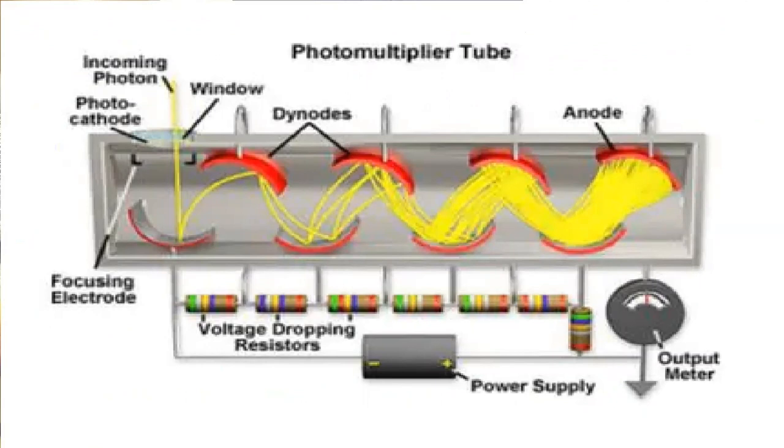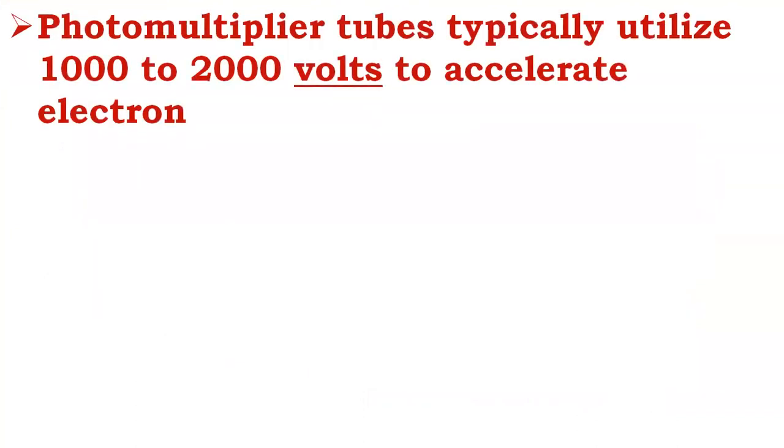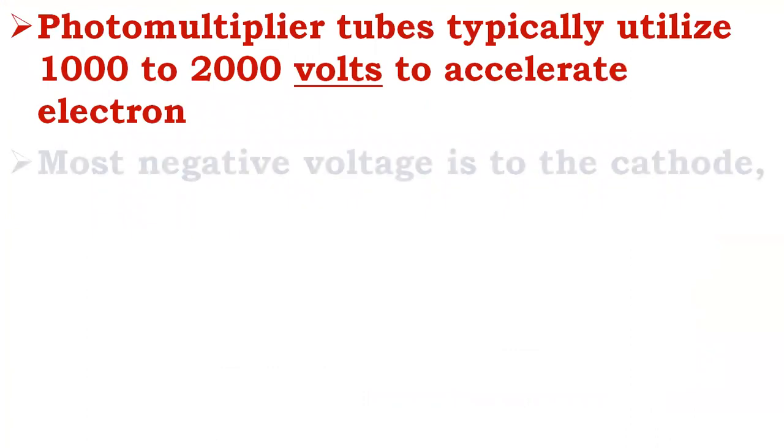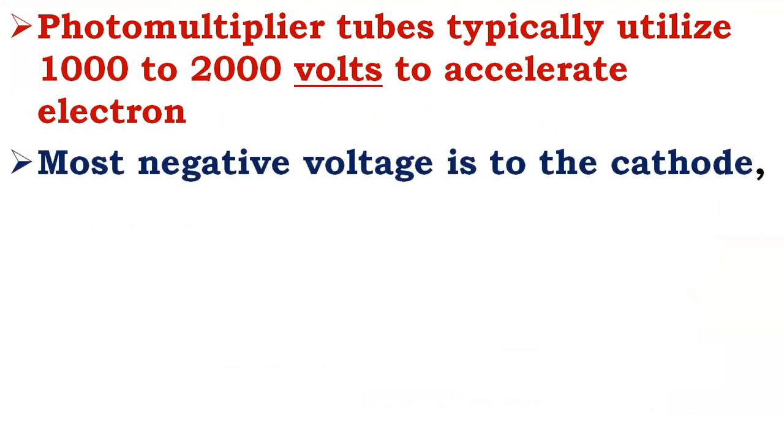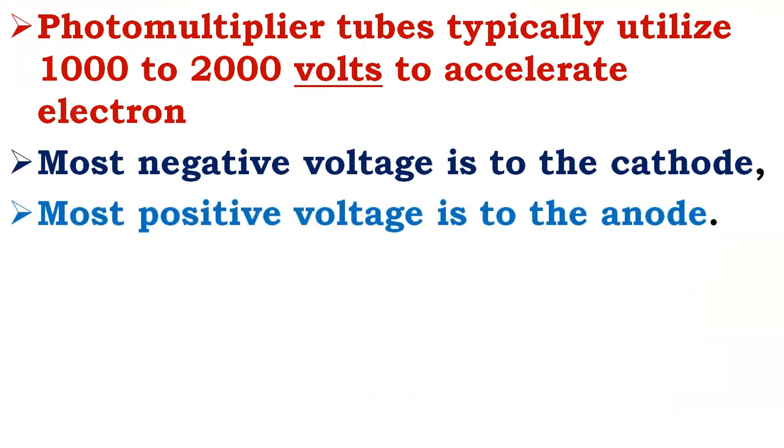This large number of electrons reaching the anode results in a sharp current pulse that is easily detectable, for example on an oscilloscope, signaling the arrival of the photons at the photocathode 50 nanoseconds earlier. Photomultiplier tubes typically utilize 1000 to 2000 volts to accelerate electrons within the chain of dynodes. The most negative voltage is connected to the cathode and the most positive voltage is connected to the anode.